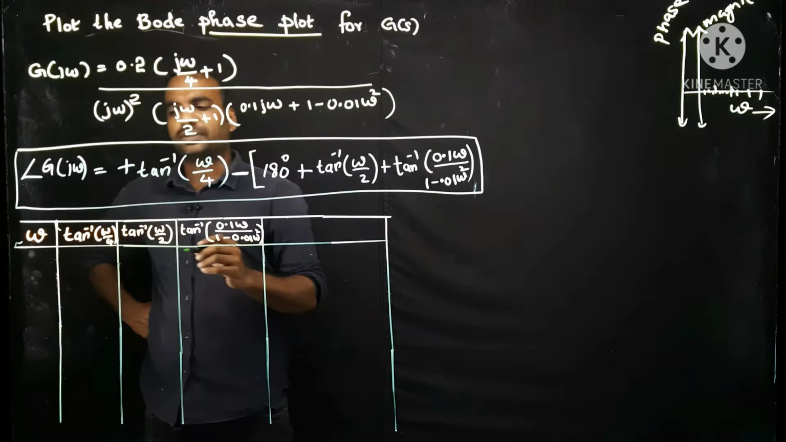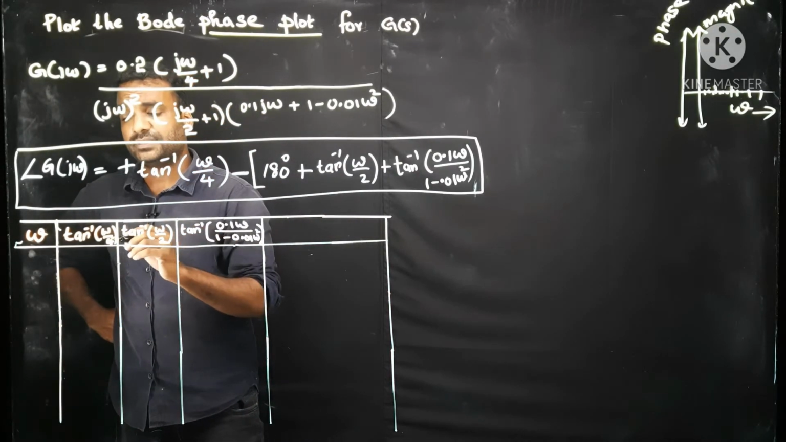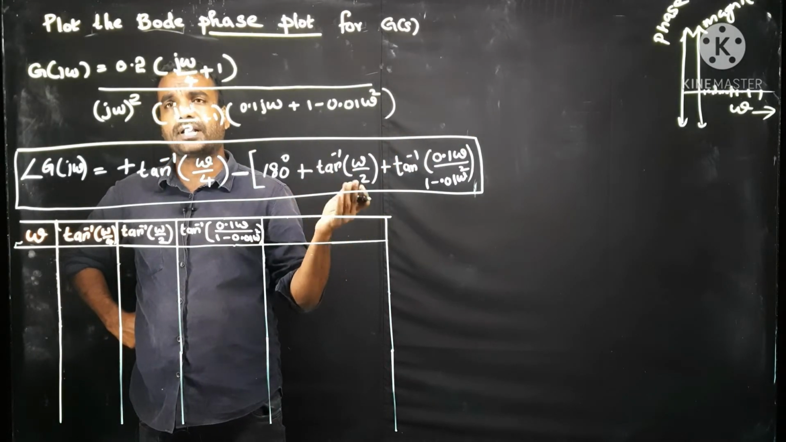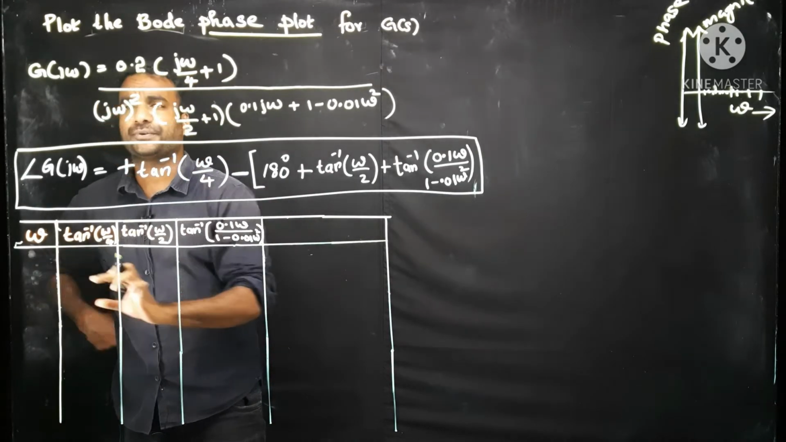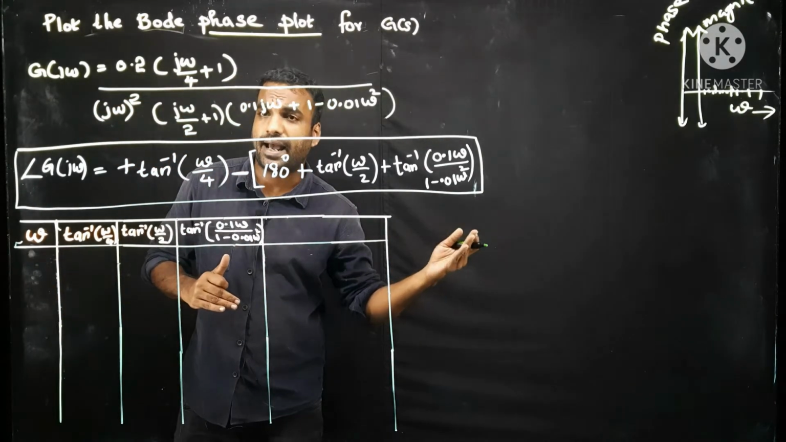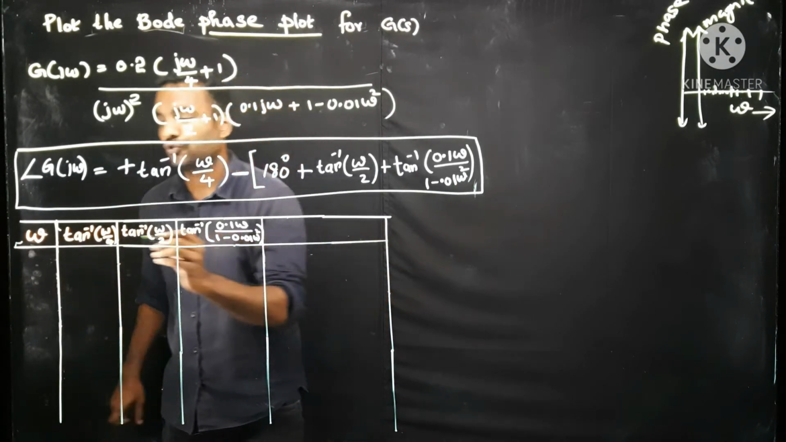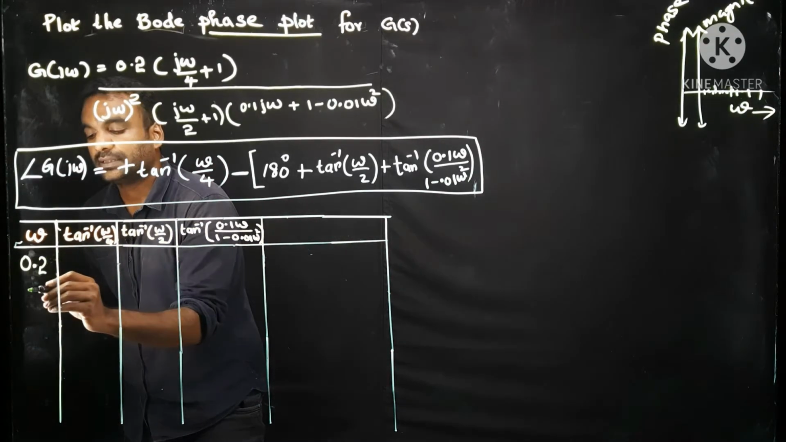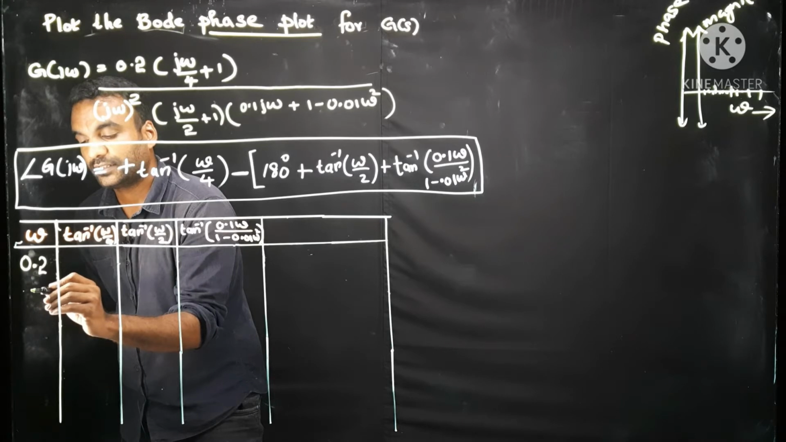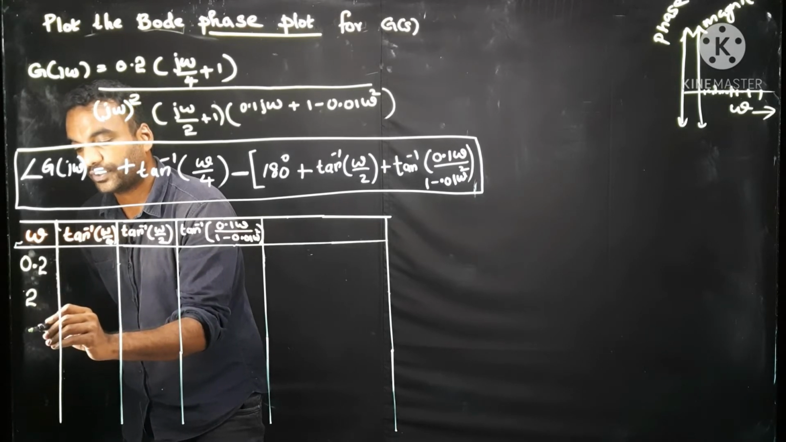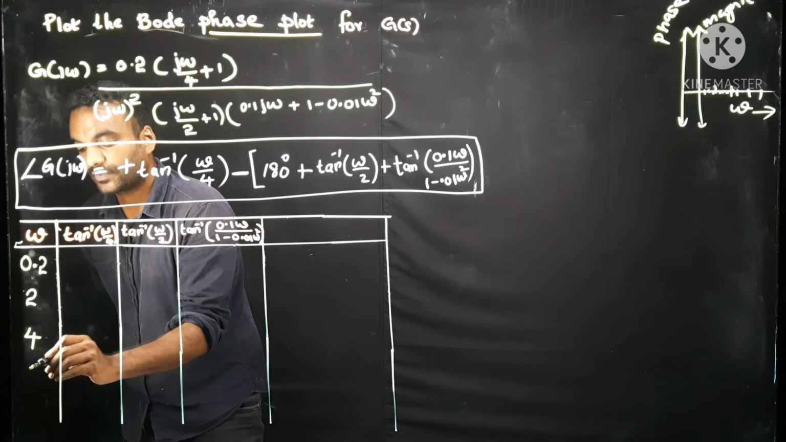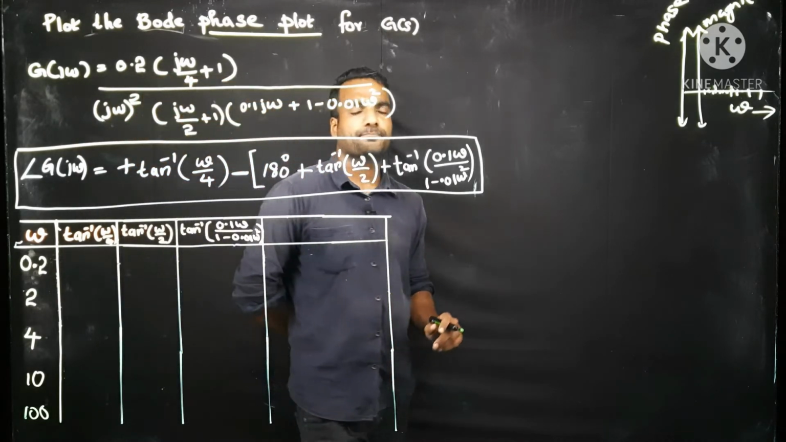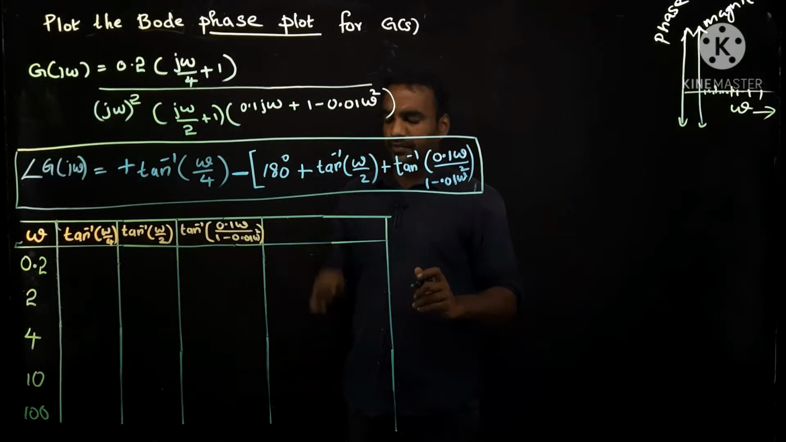So now I am going to substitute the frequencies. I can substitute any frequency, as I want to draw both cases, phase plot and magnitude plot. I am taking the same frequencies which I had already taken for drawing the magnitude plot. So the lower corner frequency was 0.2, then the first corner frequency was 2, the second corner frequency was 4, the third corner frequency was 10, and the higher corner frequency was 100. This was the case.